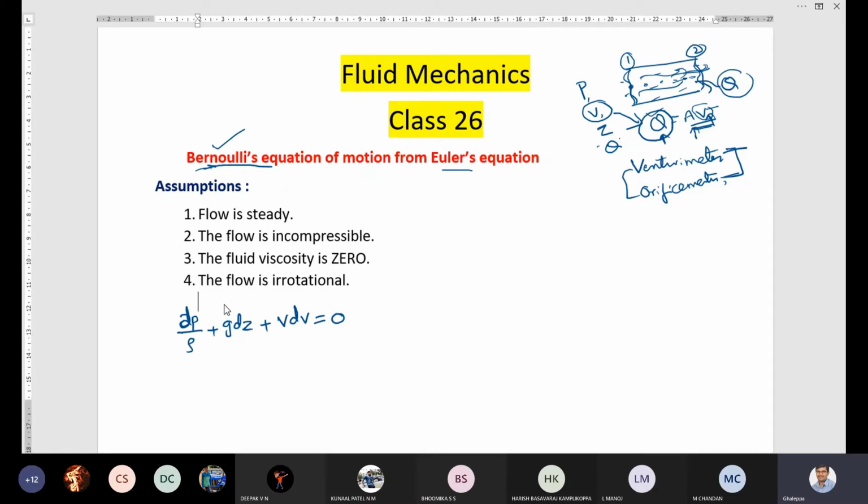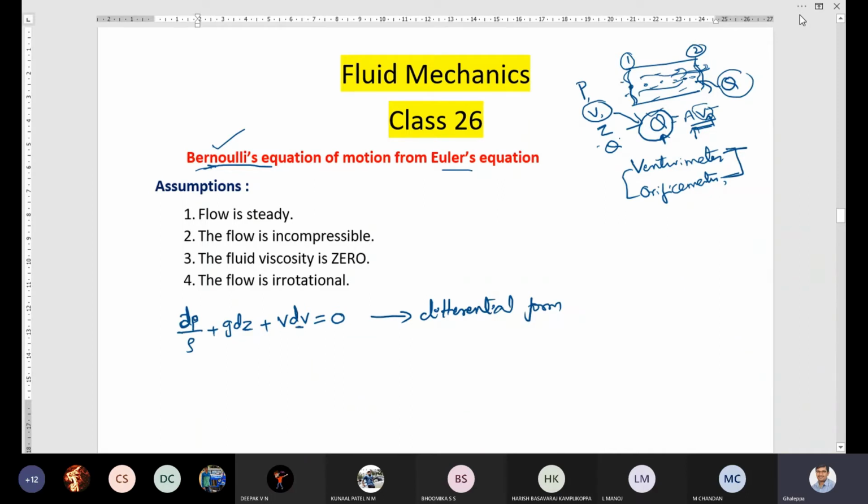I hope you remember. The derivation link is available in the description box, with neat and easy steps. So please go through the derivation and understand how Euler's equation is derived. This is the differential form of Euler's equation, because there is a change in pressure and a change in velocity.